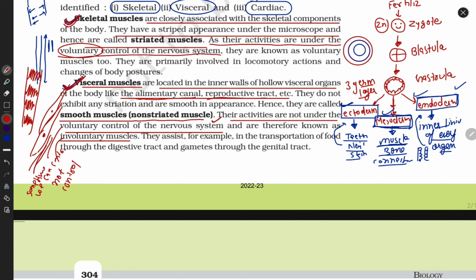For example, in the transportation of food through the digestive tract and gametes through the genital tract. I told you before, food engulfing is in your control. But after engulfing the food, you can't control anything. How it goes towards the stomach, from stomach to small intestine to large intestine, is not in your control. Even gametes are not controlled by you. They are controlled by involuntary movement and involuntary muscles like visceral muscles. They move gametes through the reproductive tract.